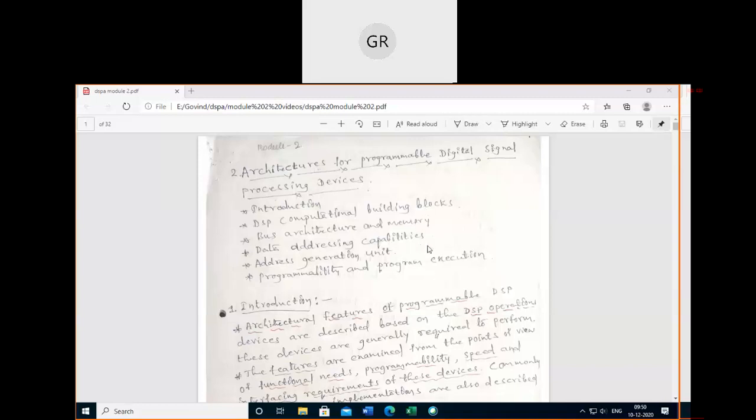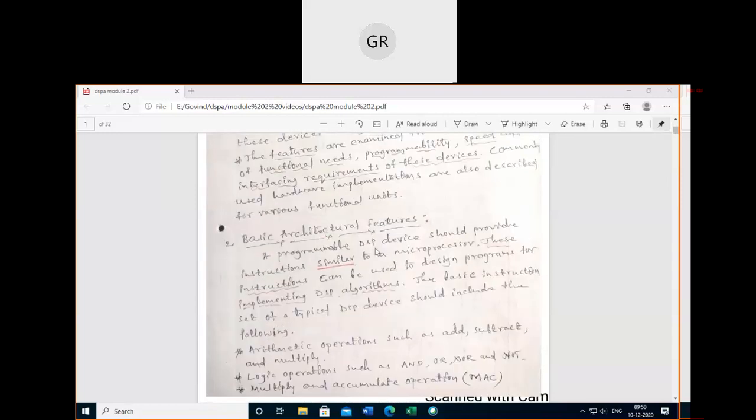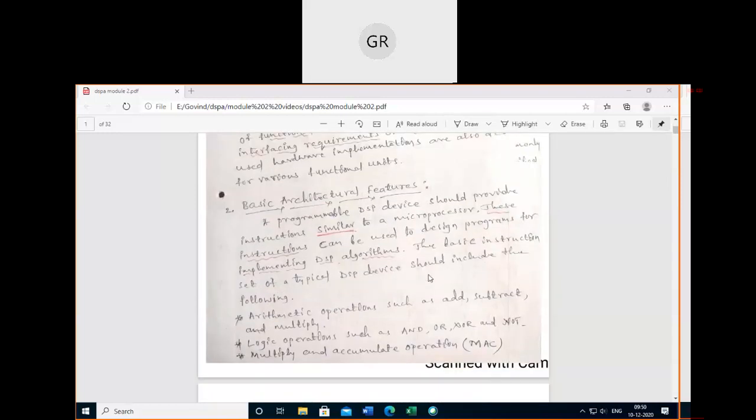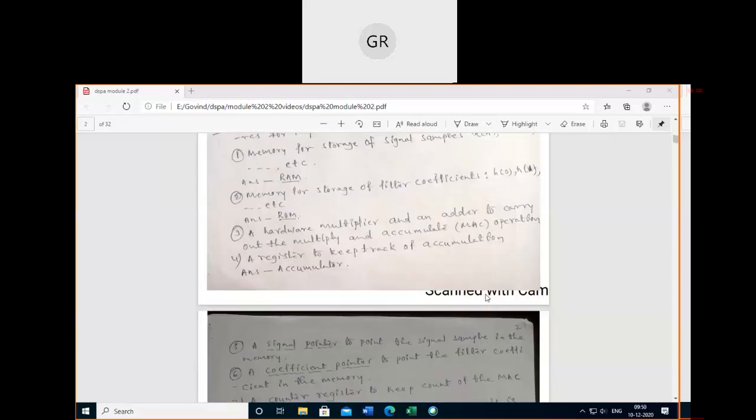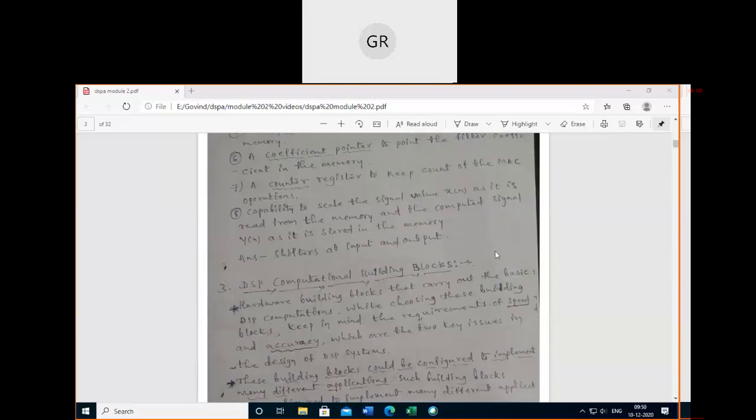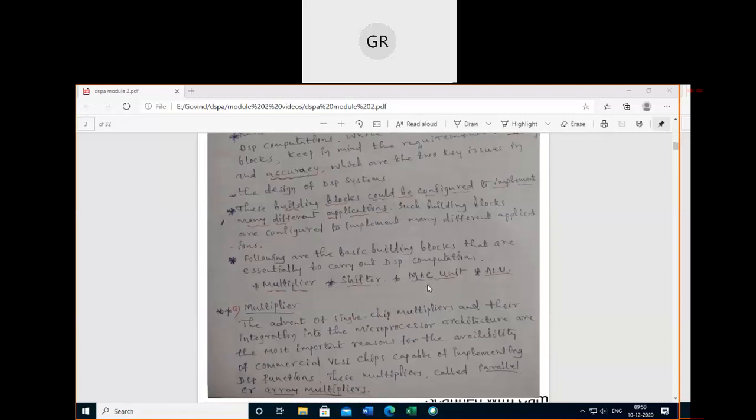Good morning. In the previous class, we were discussing module 2. In that, we already discussed the introduction. Here, what are the basic architectural features required? We already discussed this, and we are also discussing DSP computational building blocks. In this, we already discussed the multiplier. Next one is the shifter.